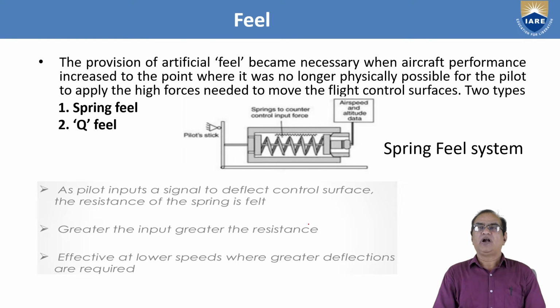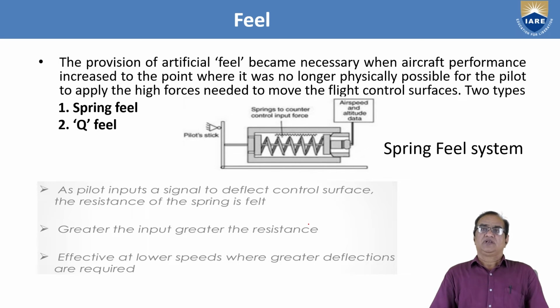Now what is the feel and how will the pilot experience this feel? The provision of artificial feel became necessary when aircraft performance increased to the point where it was no longer physically possible for the pilot to apply the high forces needed to move the flight control surfaces. Two types of feel systems are there. One is a spring feel and the other is the Q feel. This I am going to discuss in this.